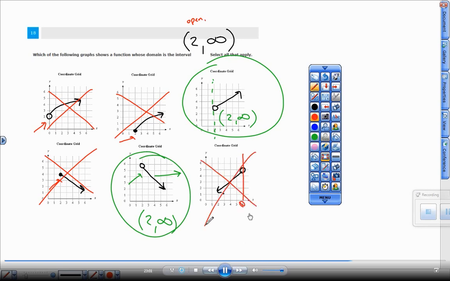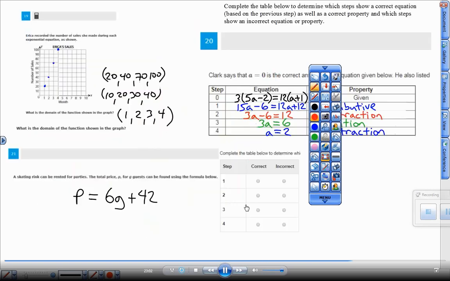Looks like from rounded 6 to negative infinity. All right, for this, the domain are my x values I plug in. What I get spit out are my y values, my range. So all the x values for this data: 1, 2, 3, 4. The y values for this data: 20, 40, 70, 100.